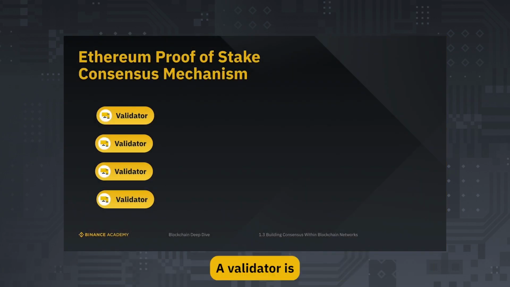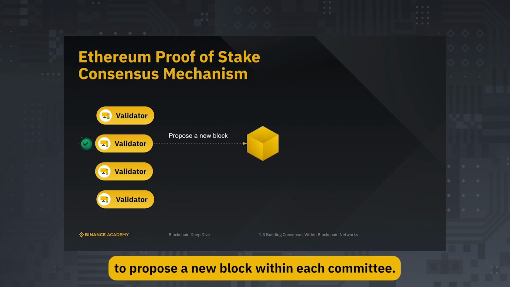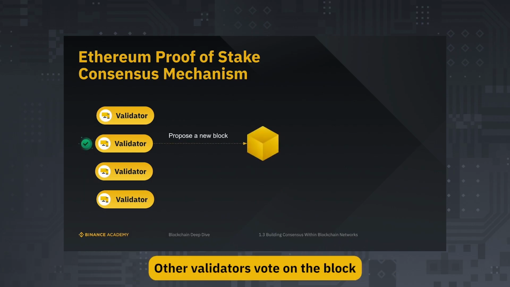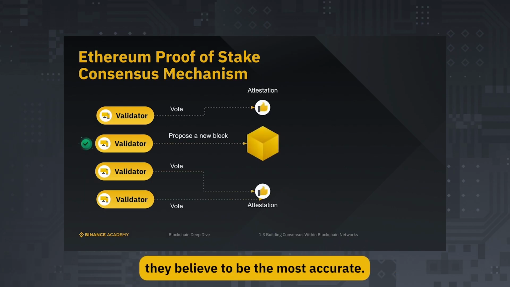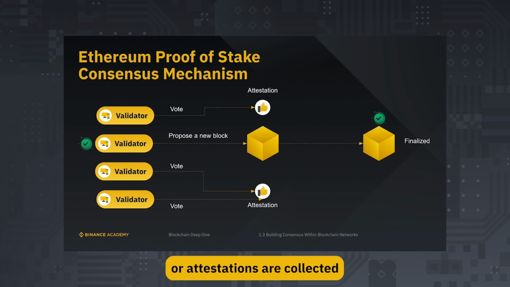A validator is randomly selected to propose a new block within each committee. Other validators vote on the block they believe to be the most accurate. A block becomes finalized when a sufficient number of votes or attestations are collected.